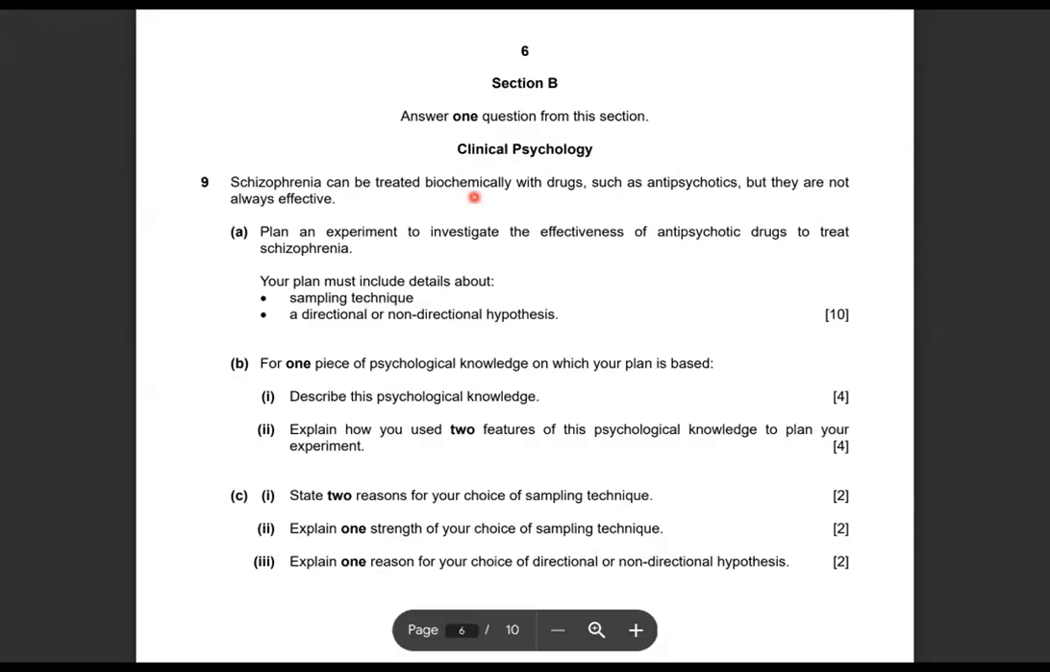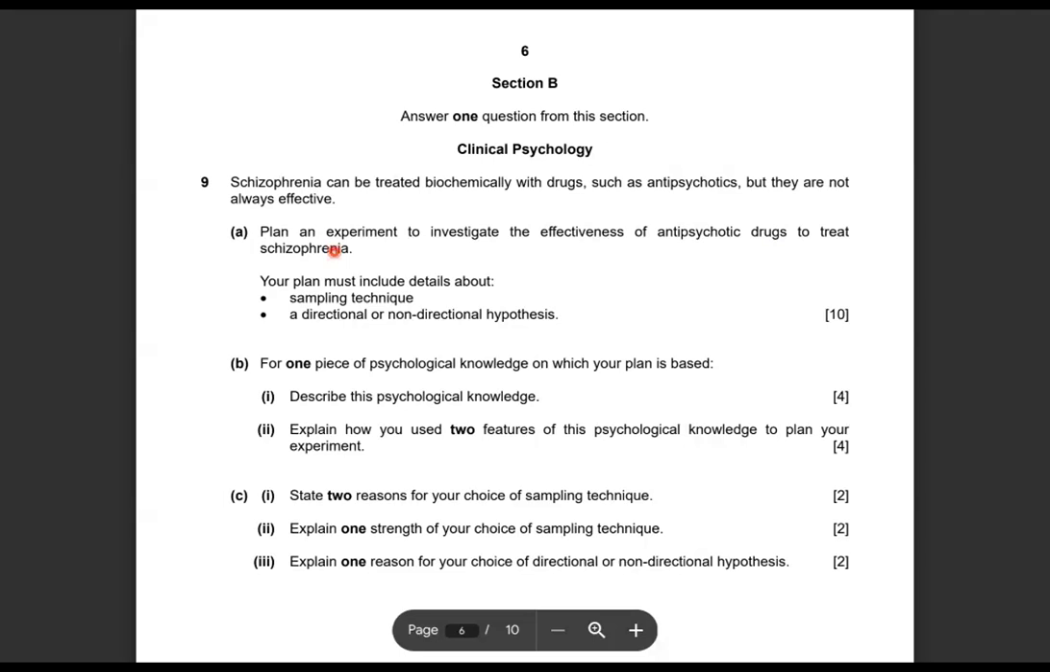Schizophrenia can be treated biochemically with drugs such as antipsychotics, but they are not always effective. Okay, so this is about the treatment topic from the chapter of schizophrenia, specifically the biological, biochemical treatment of antipsychotics. It's saying that you can treat symptoms of schizophrenia biochemically with antipsychotic drugs, but they are not always effective. Plan an experiment to investigate the effectiveness of antipsychotic drugs to treat schizophrenia.